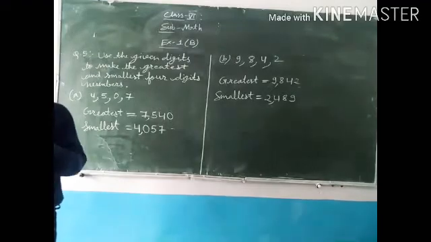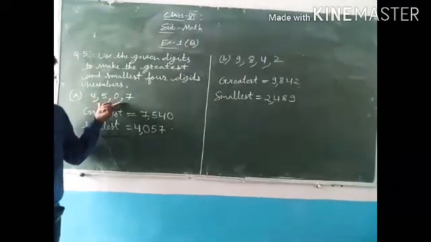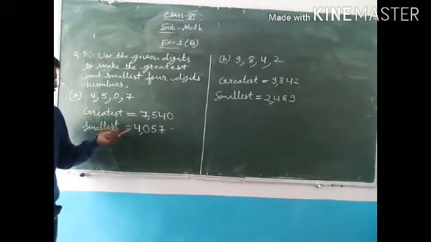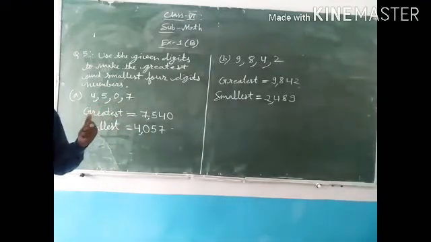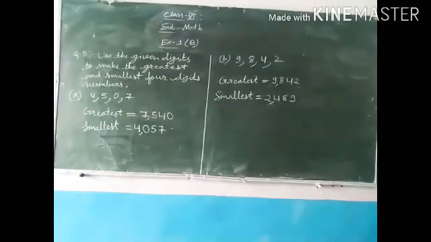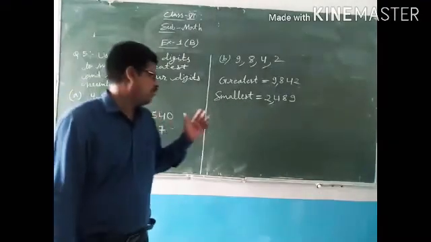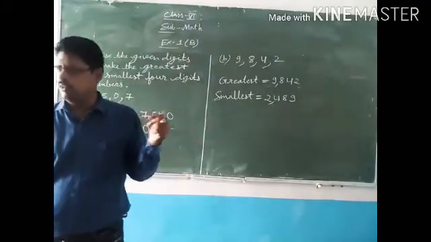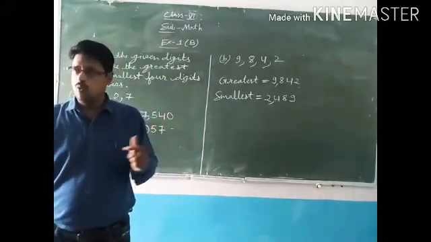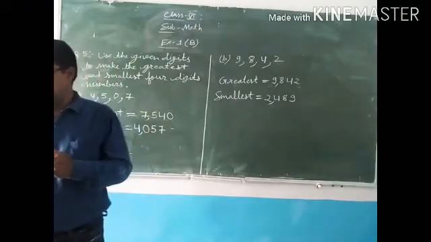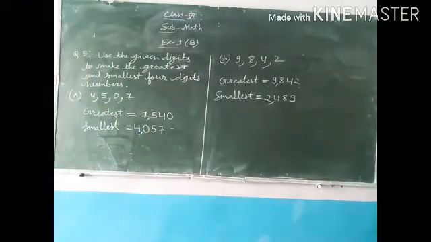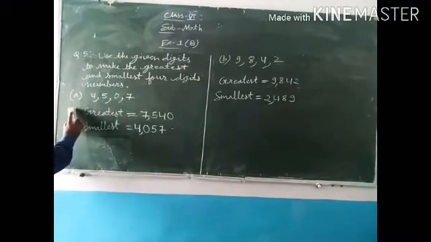Look here, one more thing. 4 digits are given, so we are using these 4 digits only. But suppose 4 digits are given and they ask you to write the greatest 5-digit number and the smallest 5-digit number, then 1 digit would be left. These kinds of questions you can see solved in upcoming questions. Okay, so now the next question.